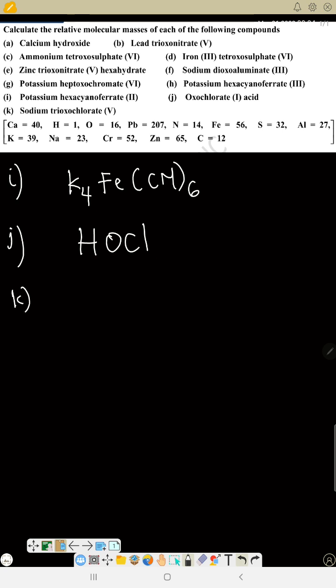K, sodium trioxochlorate 5. So sodium trioxochlorate 5. Sodium is Na. Chlorate is ClO3 minus. So the valency is 1. I'm doing all this so you can work them out yourself. So that will be NaClO3. Now, as I give you all the chemical formulas, find the relative molecular mass. In our next video, we are doing how to balance a chemical equation.